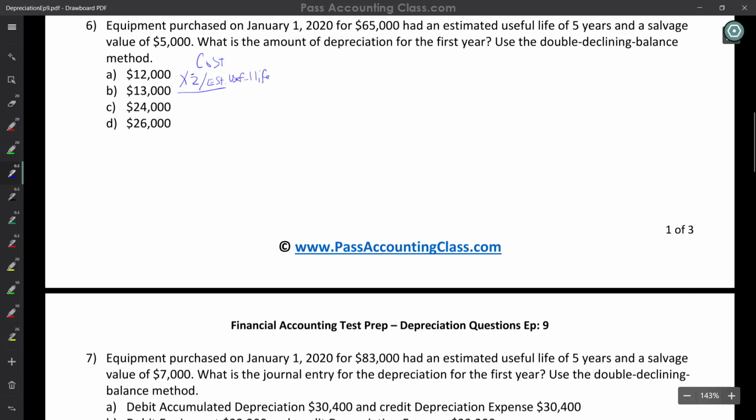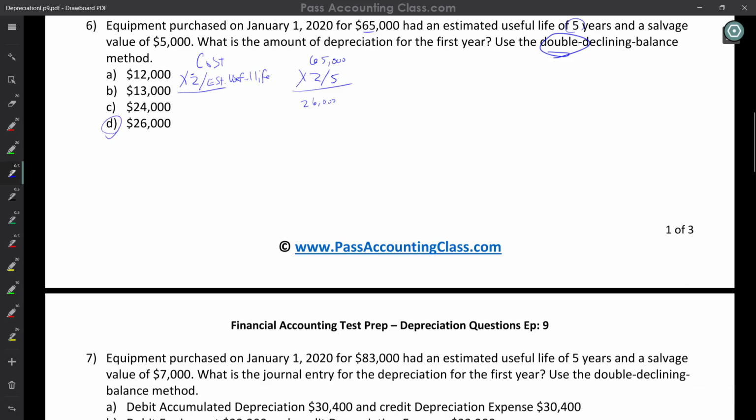We get this 2 here because it's double declining. And we're going to take the cost here as $65,000. Multiply that by 2 divided by 5. So when we do that, we're going to end up with $26,000. So the answer here is going to be D.